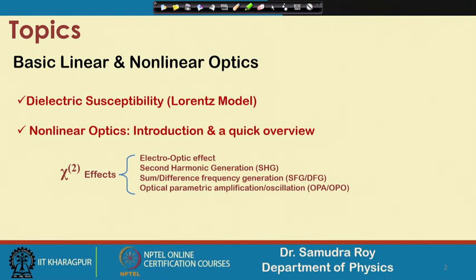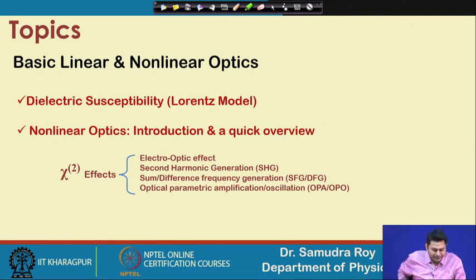In the last class also we started this part, but today we are going to learn it in detail, and the knowledge of the Lorentz model is very important because we will use that in our future calculations, which is very important in nonlinear optics. So, we need to learn the Lorentz model carefully. That is why I emphasize this dielectric susceptibility in this class.